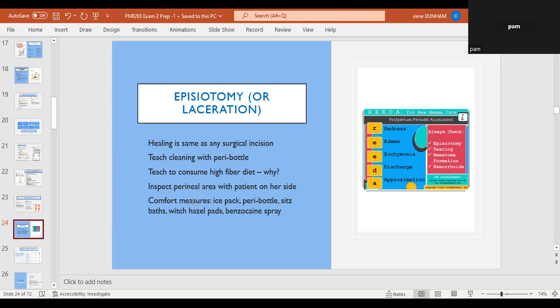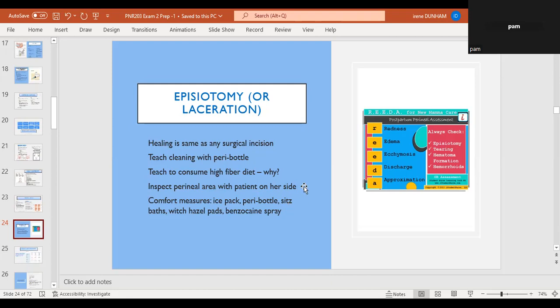Now, you have comfort measures. I told you about the ice pack for the first 24 hours. You got that peri bottle every time she urinates or has a bowel movement. And then after 24 hours, we have what we call a sitz bath, SITZ. And in your book, there's a really nice picture of it. And that is a lovely comfort measure. She can have warm water and sit there and just let the warm water flow over the episiotomy. As I said, it's a very nice comfort measure.